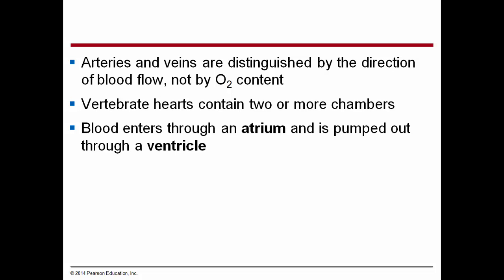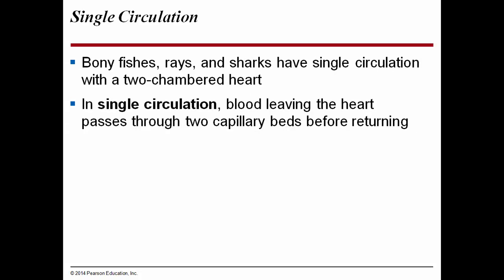Vertebrate hearts contain two or more chambers. Blood enters through the atrium and is pumped out through the ventricle. Bony fishes, rays, and sharks have a single circulation with a two-chambered heart. In single circulation, blood leaving the heart passes through two capillary beds before returning.